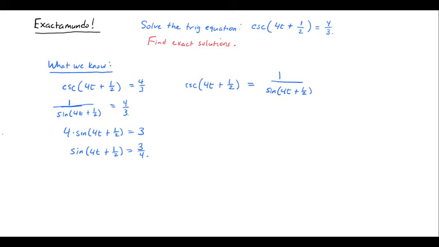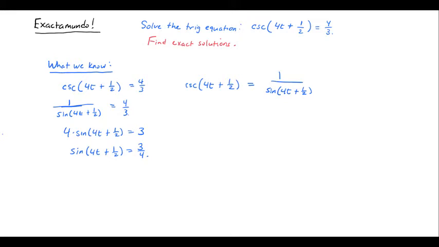All right, so now I know that the sine of this big blob, 4t plus 1/2, is equal to 3/4. So what does that mean? I don't remember any special points on the unit circle where the sine of something is equal to 3/4. I know it's possible for the sine of something to be 3/4 because that is between 1 and -1, but I don't know exactly where that occurs.